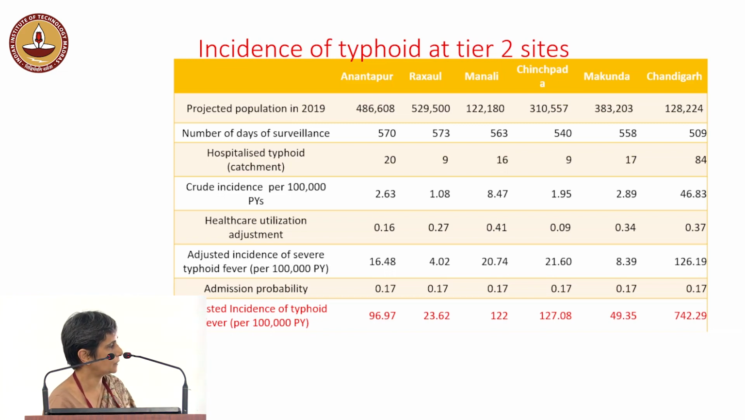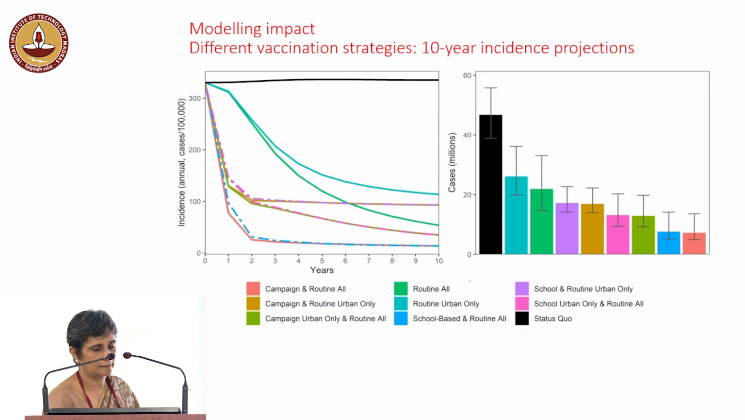You can see that Chandigarh, which was our only urban area, was again very high. And among the rural areas, it varied between 23 and 127 per 100,000 person years of follow-up. Now here, this is all ages. This is not 6 months to 15 years, as we had done for the cohort studies.